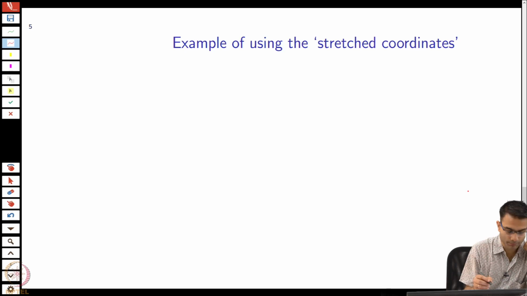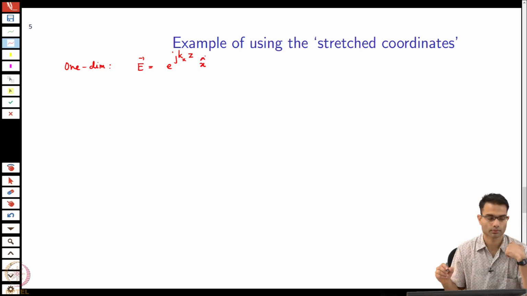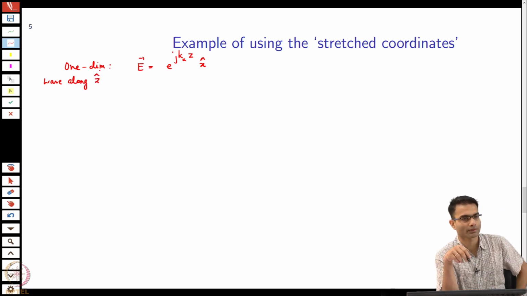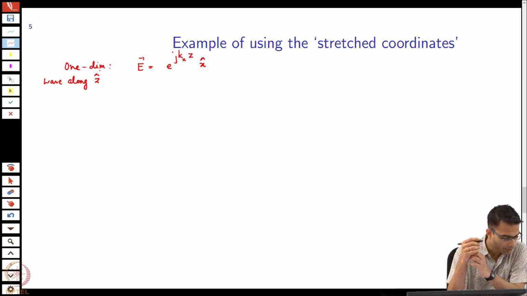So, let us take a 1D example. One dimensional. Okay. So, the solution will be of the form e to the j. So, let us say something like this. Okay. So, a one dimensional wave going, which direction is this wave traveling in? Right. So, along z, plus minus z, whatever, along the z direction it is going. Okay.